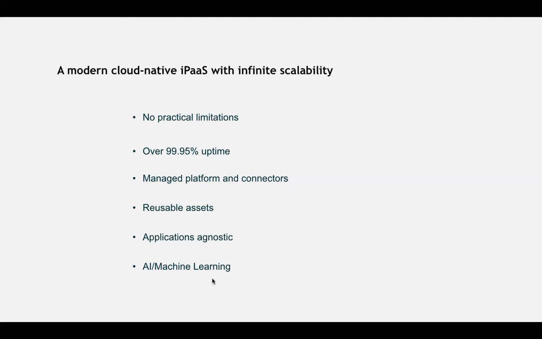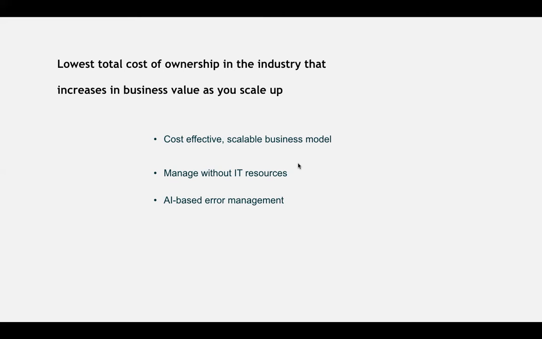Celigo leverages true artificial intelligence and machine learning to manage and assist in integrations, including self-resolving of repetitive errors, error management, etc. Then Celigo provides the lowest total cost of ownership in the industry, which increases business value as you scale up. So the first is a cost-effective, scalable business model, a business model that encourages you to build more. And you can manage without IT resources. So you can just hand over your integrations to functional, less technical users for day-to-day maintenance and operations.